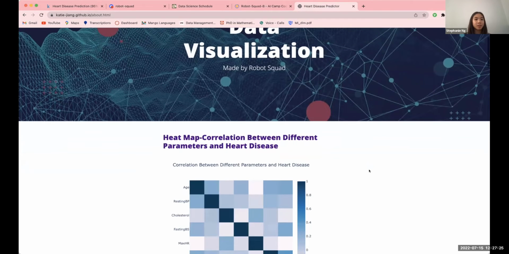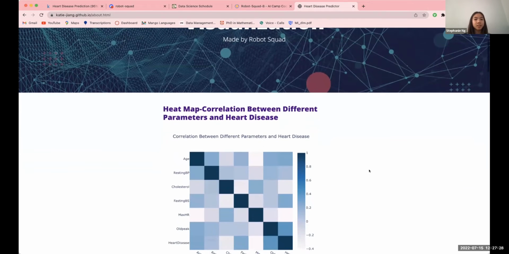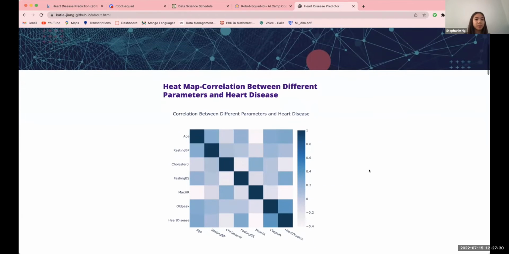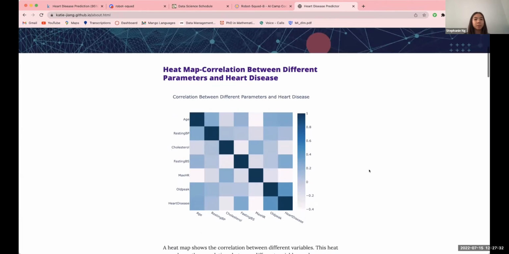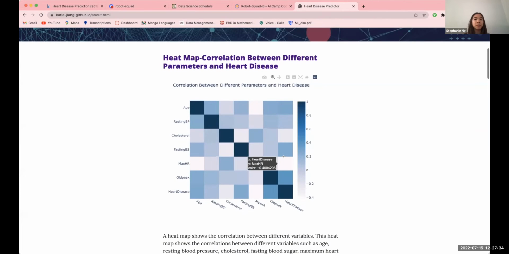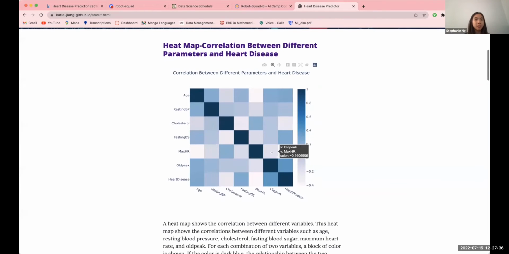So these are our data visualizations. The first one we made was a heat map. Our heat map shows a correlation between the different variables that were in our data set. When the color is dark blue, that means that the two variables have a strong correlation because the color is close to 1. So identical variables will have a strong correlation because their color is dark blue.